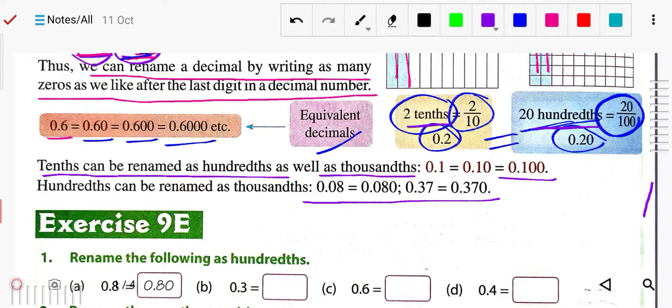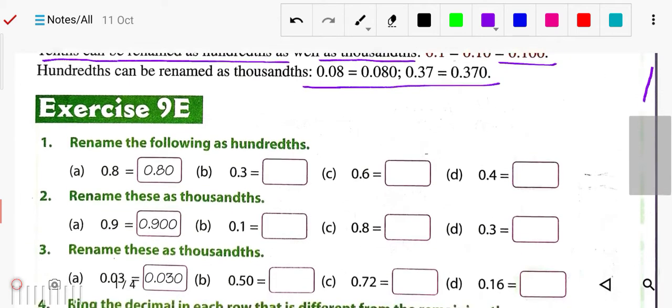Now let us solve exercise 9E. First, rename the following as hundredths. Hundredths we have to write. First you can see 0.8.